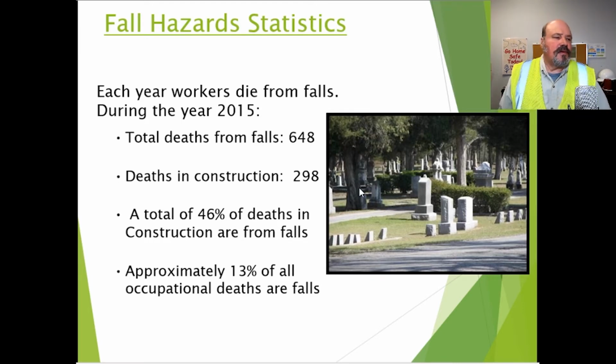Some fall hazard statistics. Each year, workers die from falls. Now, these are from 2015, and you can go to the Bureau of Labor Statistics and get current numbers, but we'll just use these as an example. Total deaths from falls in 2015 were 648. Now, deaths in construction was 298. A total of 46% of deaths in construction are from falls, and falls account for approximately 13% of all occupational deaths.